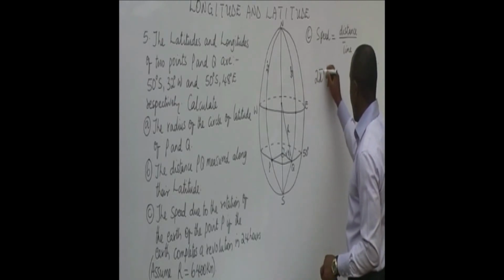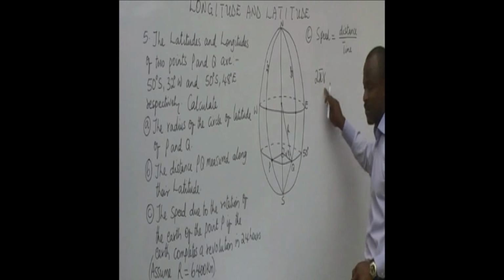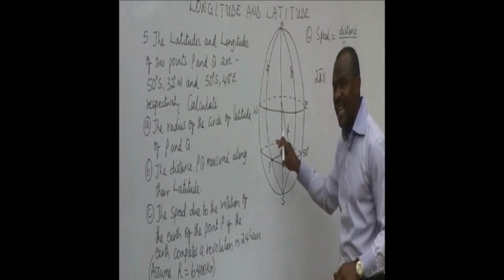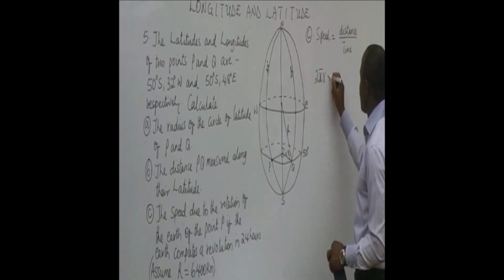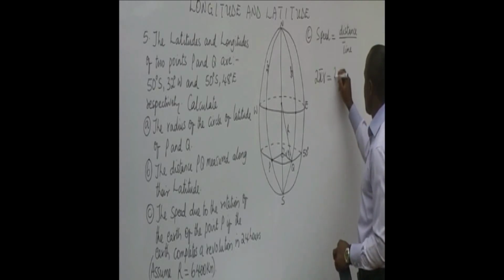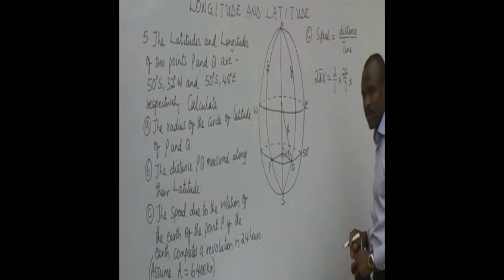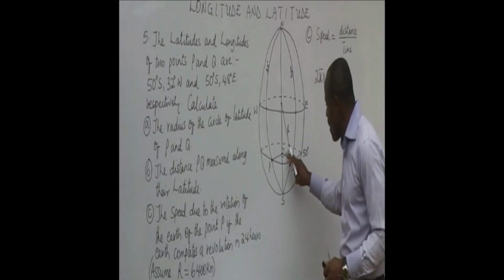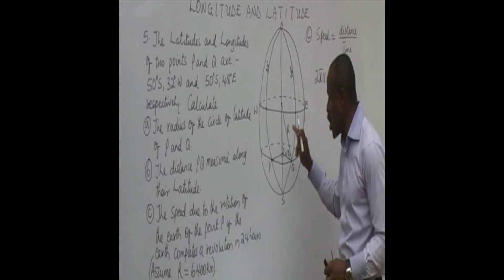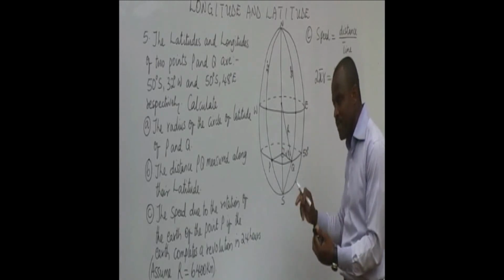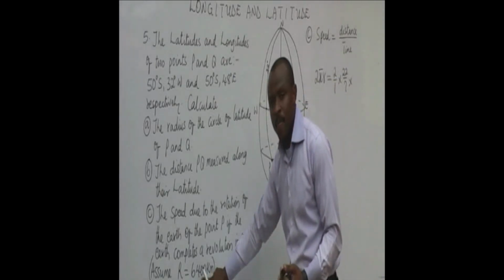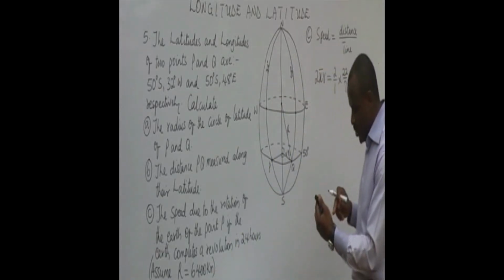2 pi r. In this case it's going to be small r because it is a circle of latitude. Now 2 pi r is going to give us 2 over 1 times pi, which is 22 over 7, times r. Our r, remember, we calculated it to be big R cosine 50. So the only thing we need to do now is cosine 50 times the value of big R. So let's do it.